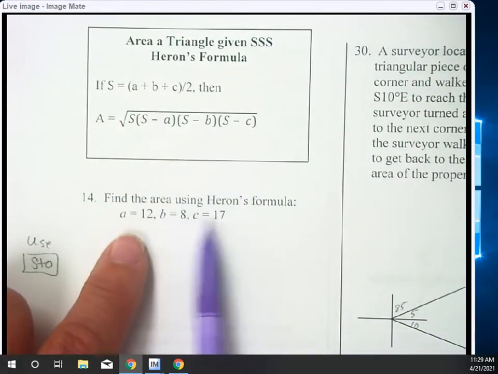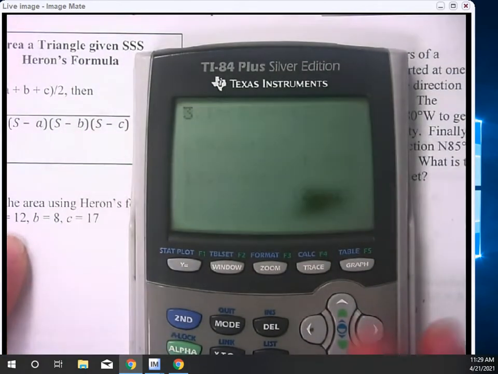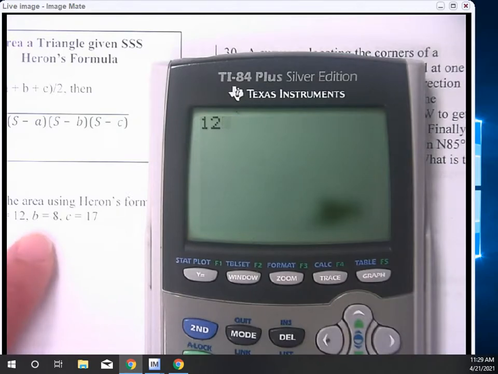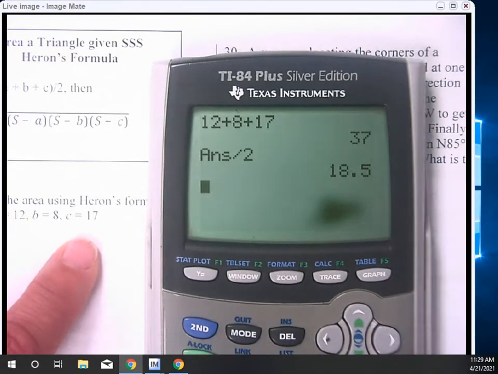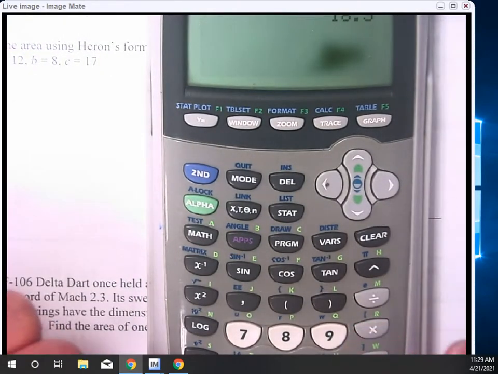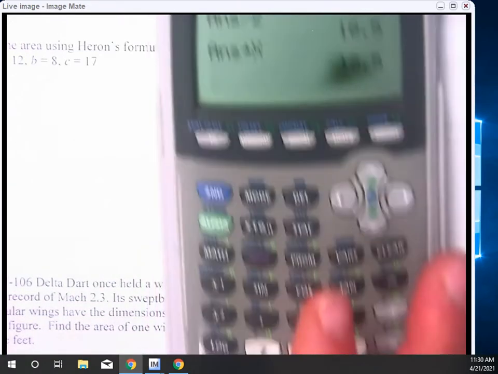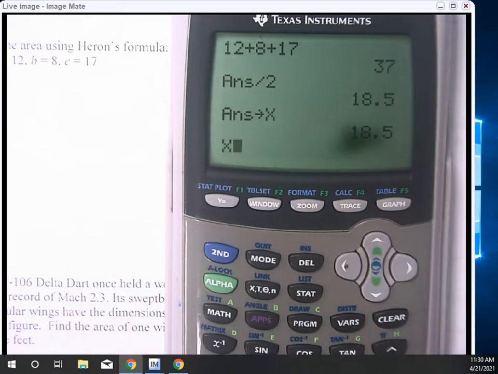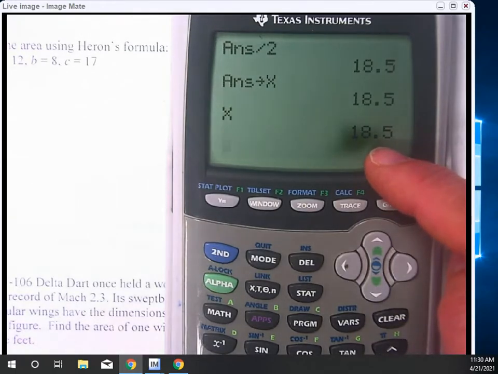I have side, side, side given. The first thing I'm going to do is add all of my sides together and divide by 2. I am going to store it, and in the calculator, you store your values catty corner from 1. I'm going to store the values in X. If I push X, enter, I know that 18.5 is the value of X now.